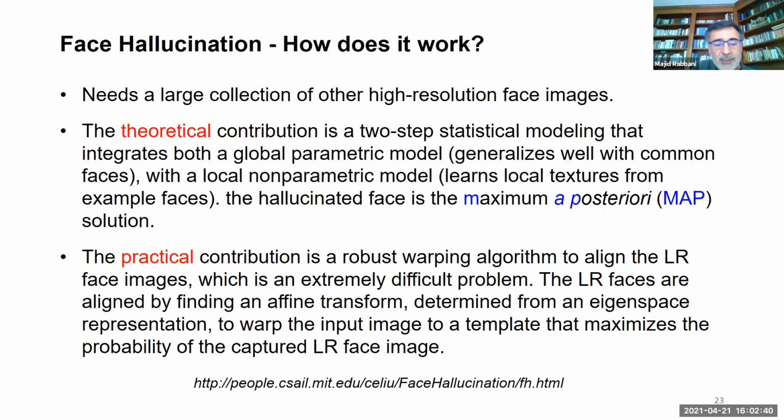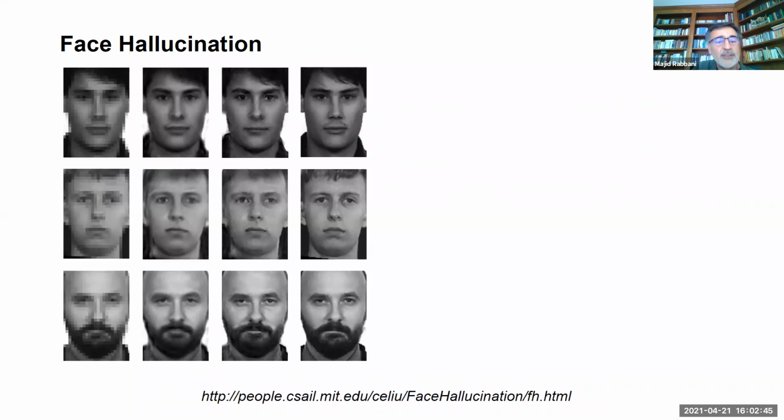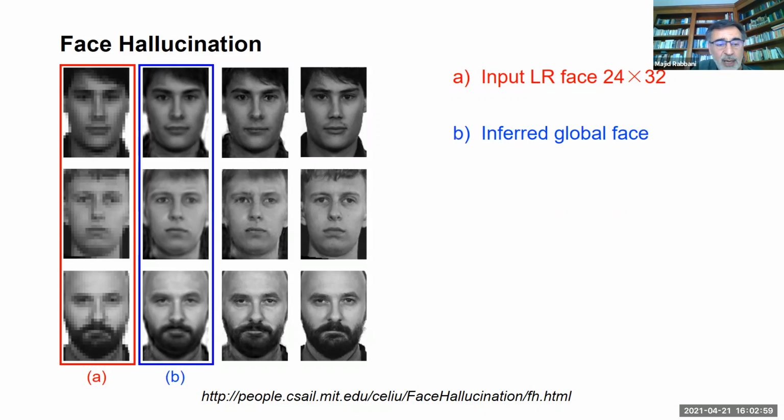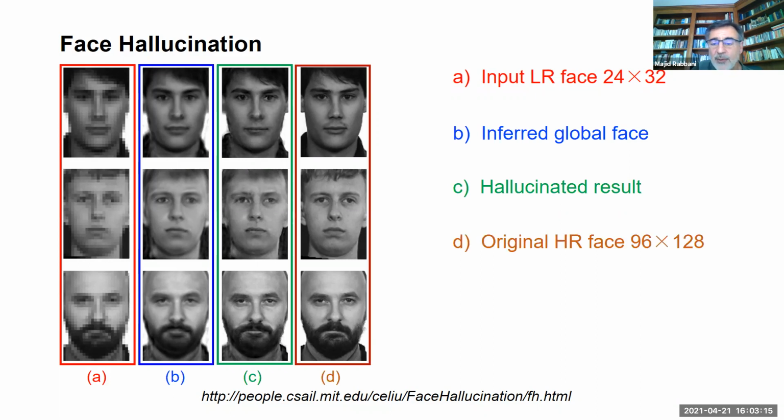But most people are interested in seeing exactly what they can expect. So let's look at some images. Here are some images reported by Bill Freeman's group. The three images in the left column are the input faces. They are 24 by 32. Using their terminology, the next set of images is the global inferred face. You're not there yet, then you put in your local model that starts fine-tuning things. And then this is the hallucinated result, the third column. And the original high-resolution face is in the rightmost column.